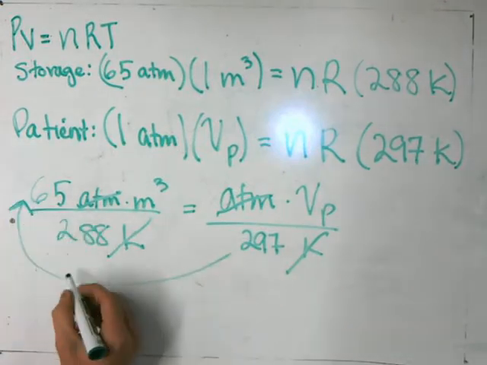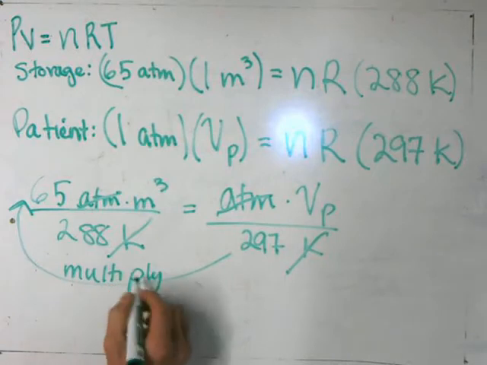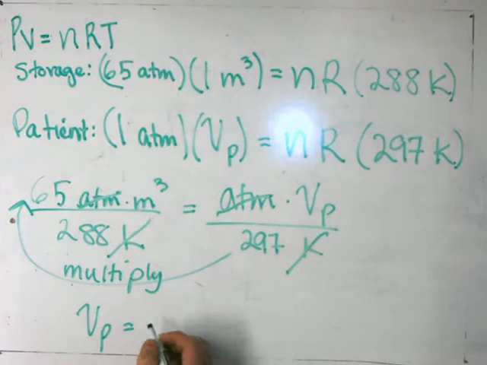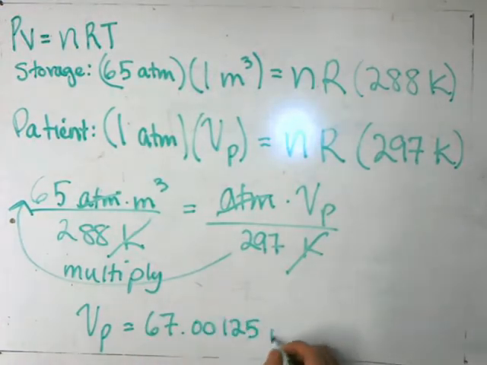What you're going to get for VP is about 67.00125 cubic meters. Alright? And that's the problem. That's how much volume the gas is going to have in the patient's room.